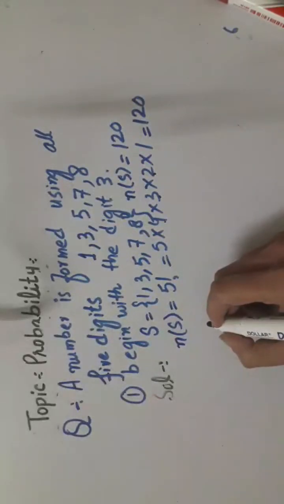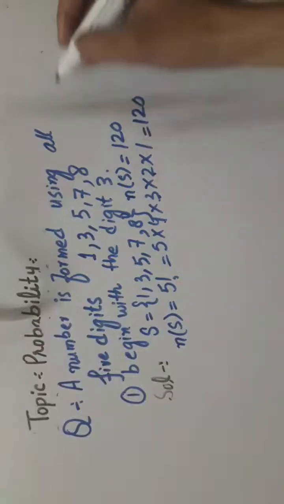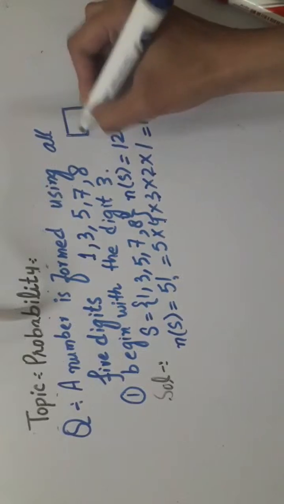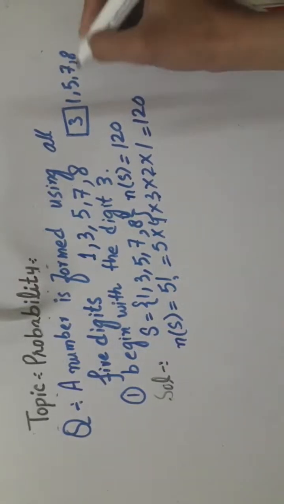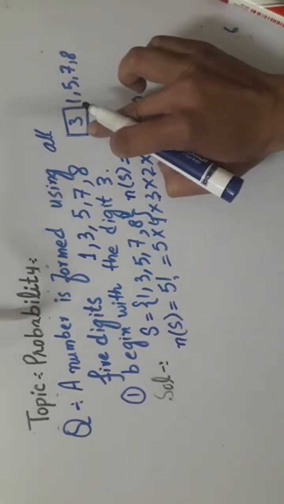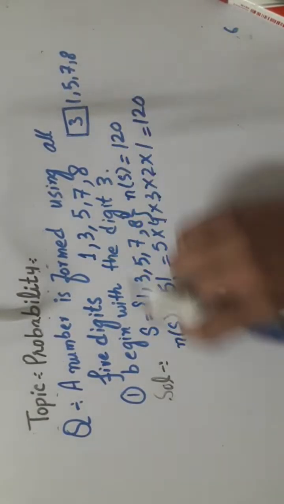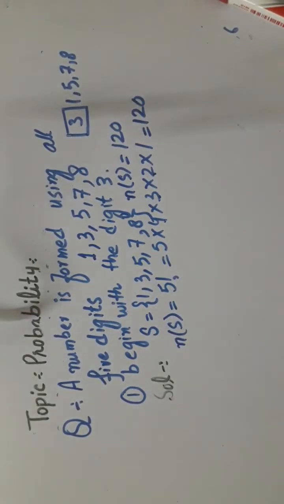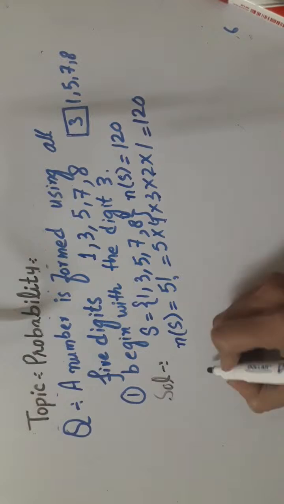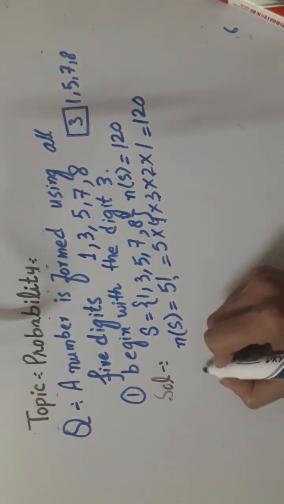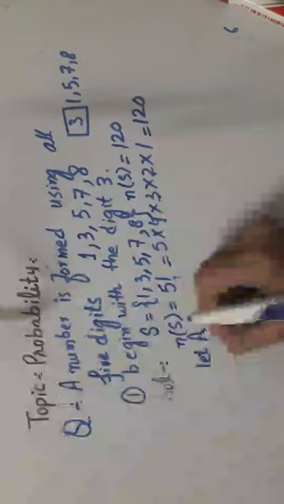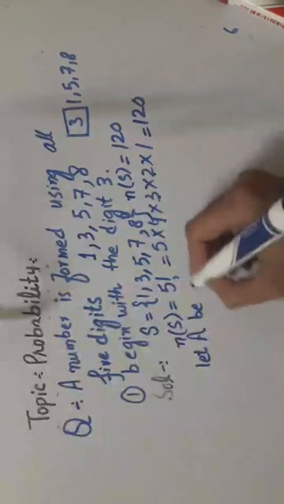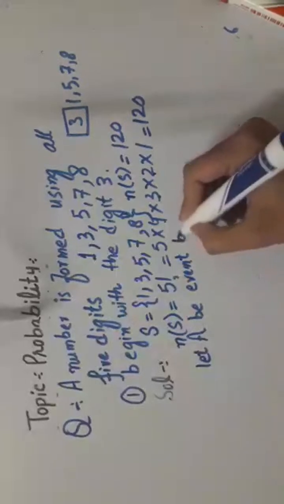Now, begin with the digit 3. With digit 3, it means that you will take 3 fixed and all the other numbers, that are 1, 5, 7, 8, can change their positions, but 3 cannot change its position because 3 is fixed and our answer begins with the digit 3. So let A be the event: begins with 3.